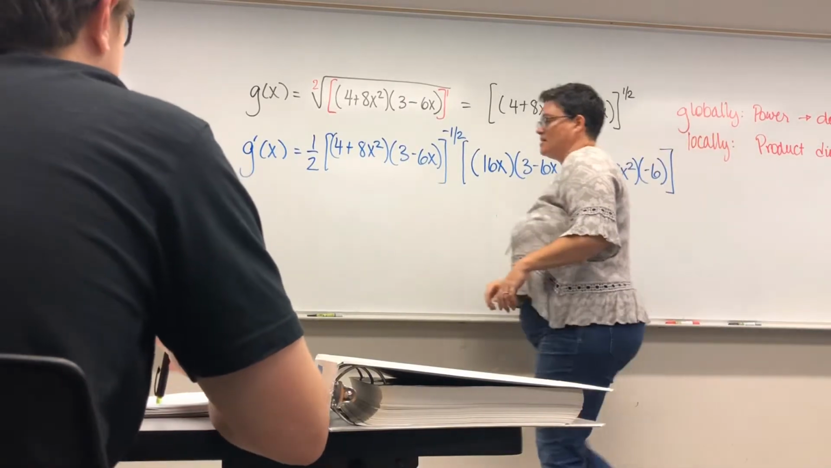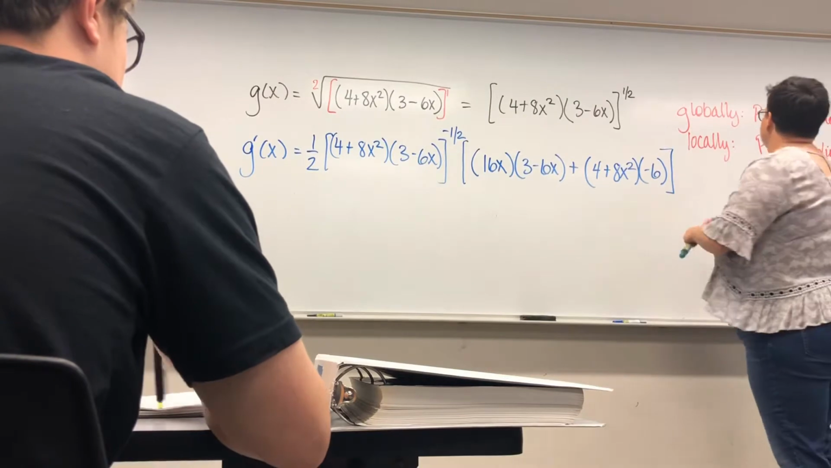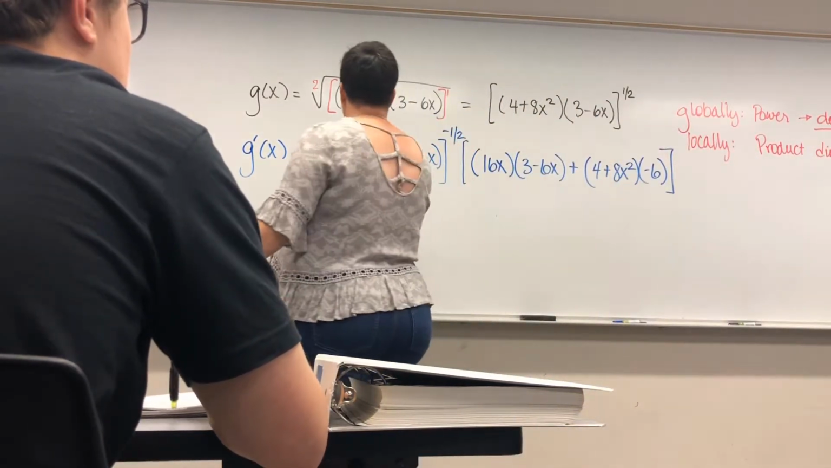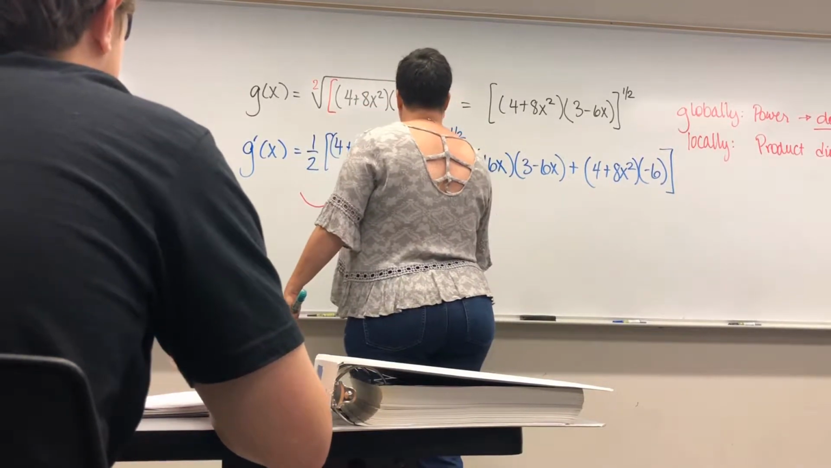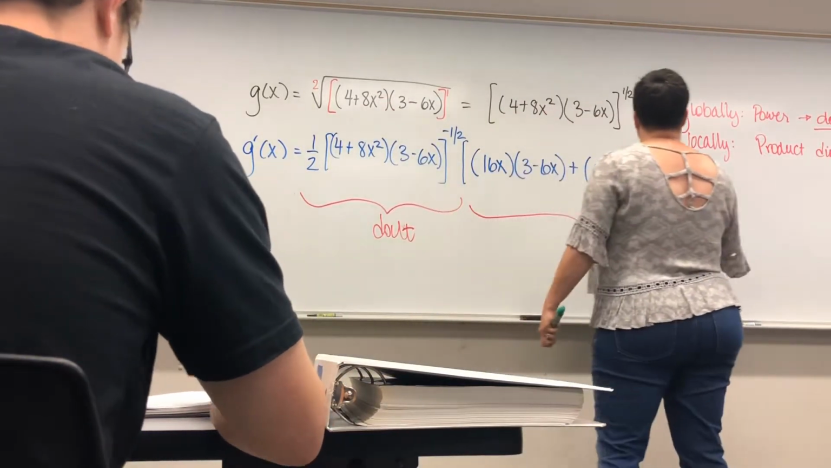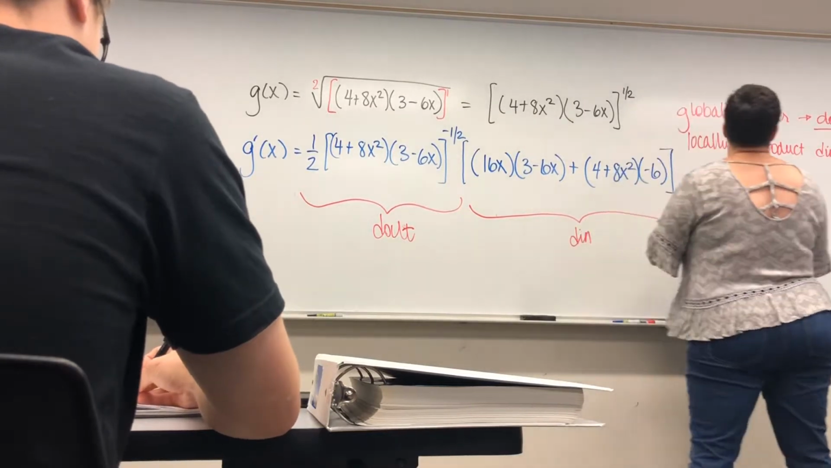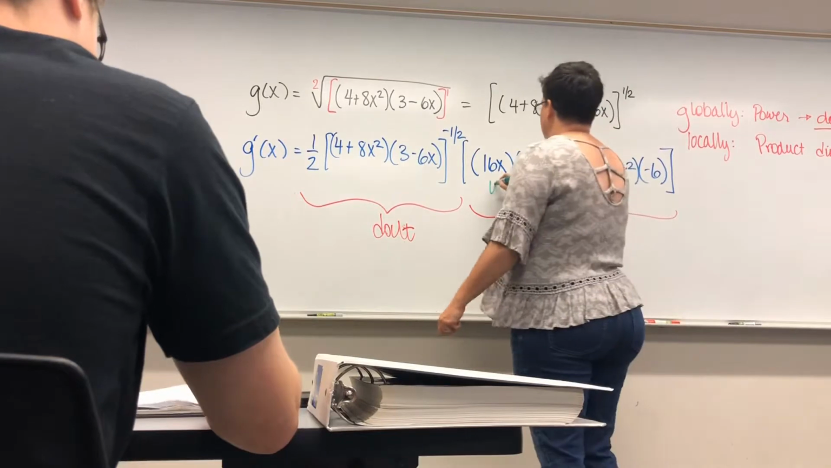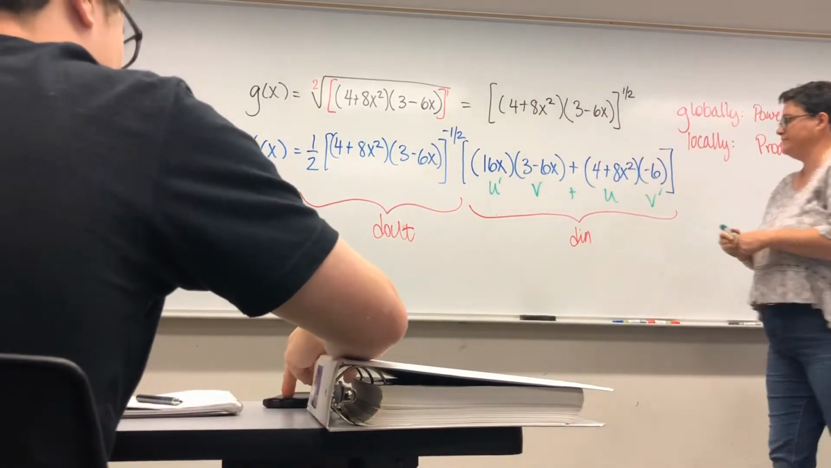So I'm gonna color coordinate these. So globally, I'm gonna call d out dn. Here's d out. And here's dn. And locally, I did u prime v plus uv prime. U prime v plus u v prime.